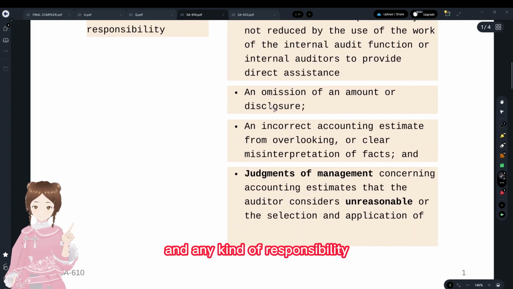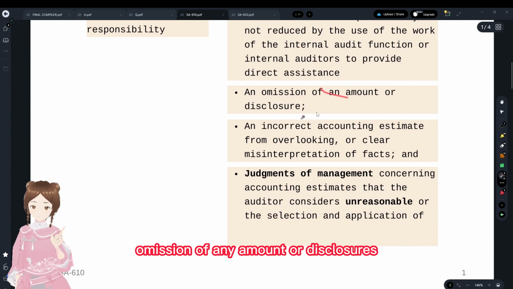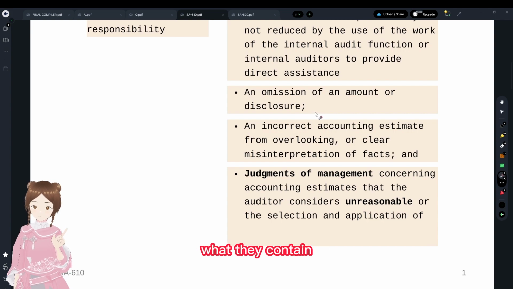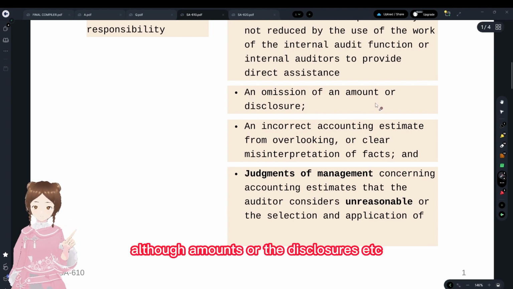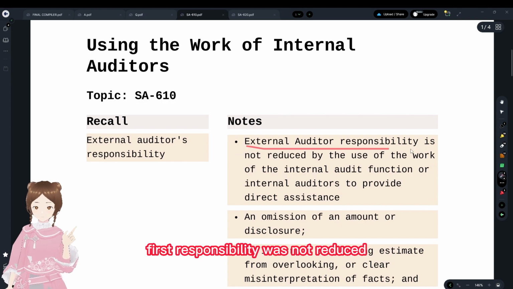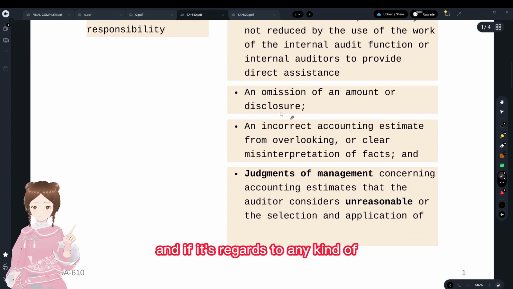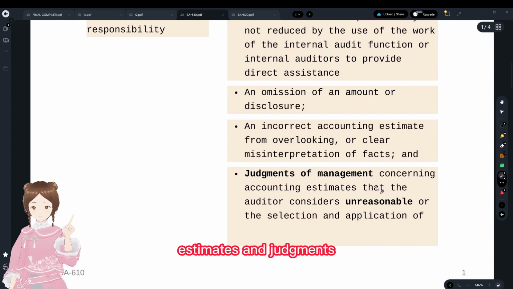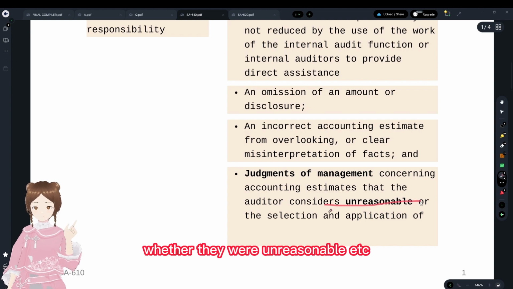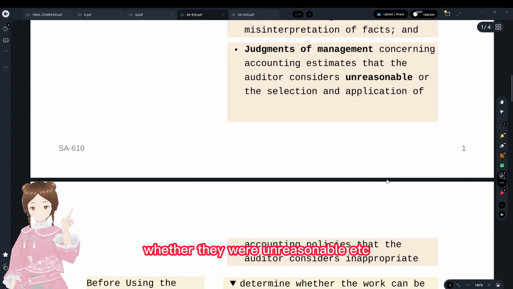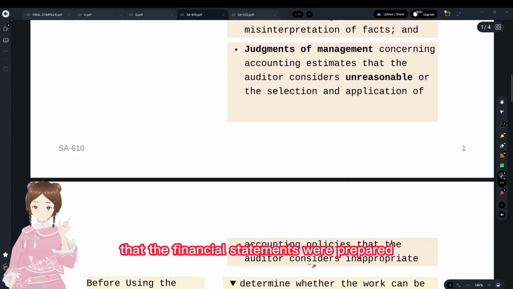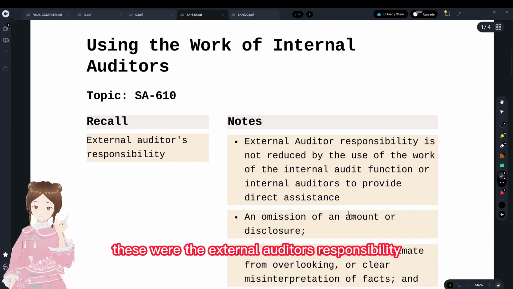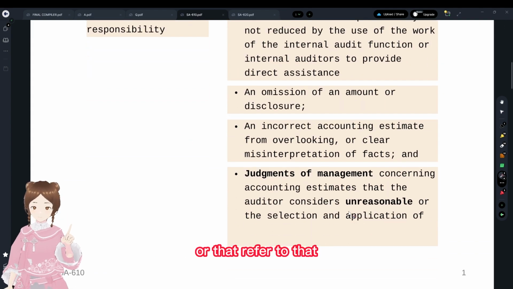And any kind of responsibility with regard to the omission of any amount or disclosures. You see, this is why he went to audit the financial statements, what they contain. They contain all the amounts and the disclosures. So first, responsibility was not reduced, and that includes any omission of amounts or disclosures, incorrect accounting estimates and judgments taken by the management that were unreasonable, and accounting policies under which the financial statements were prepared being inappropriate. These were the external auditor's responsibilities.